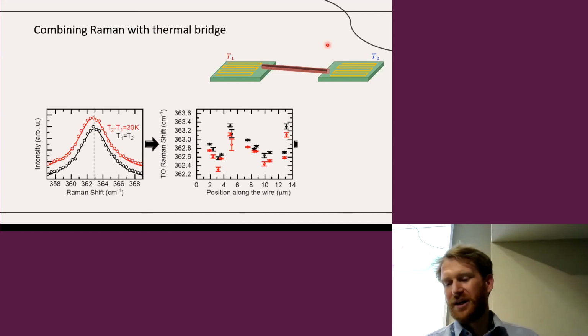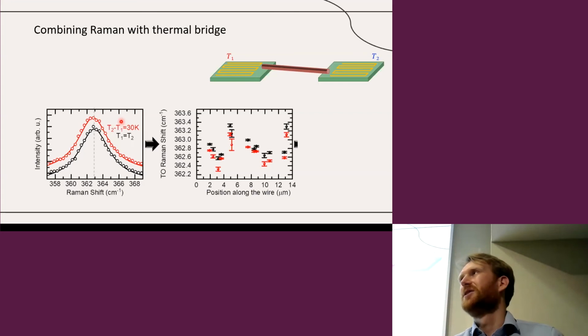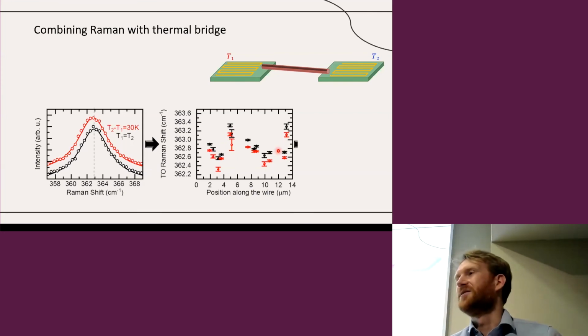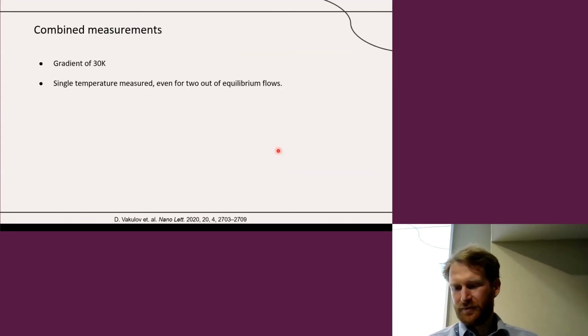And then what you might see is something like this. So you will do a differential measurement where you measure the Raman peak when you apply the gradient versus when you don't apply the gradient as a function of position. And as such, for each position, you get the effect of applying the gradient to the local temperature.